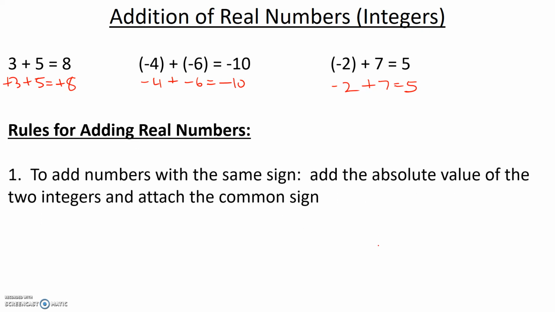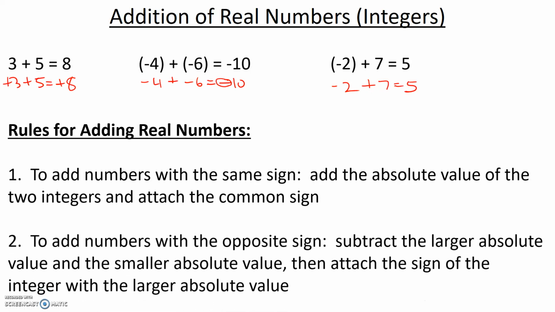To add numbers with the same sign, whether you have a positive and a positive or a negative and a negative that you're adding, we add the absolute value of the two integers and attach the common sign. For example, if you're adding 3 plus 5, we would add 3 and 5 and attach the common sign, which is 8. If we're adding -4 and -6, we would add 4 and 6, which is 10, and attach the common sign, which is a negative.